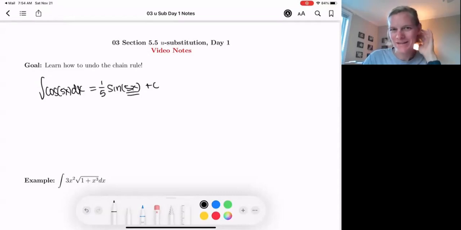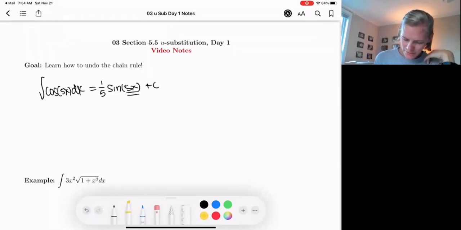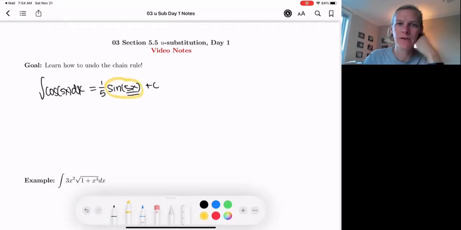And that kind of came from a guess and check. What we want to do today is learn how we can figure that out without guessing and checking. What you notice here that is different about this example is that the original function really has a chain rule going on. If I try and take the derivative of sine of 5x, I need the chain rule. So our goal is how do we undo the chain rule?